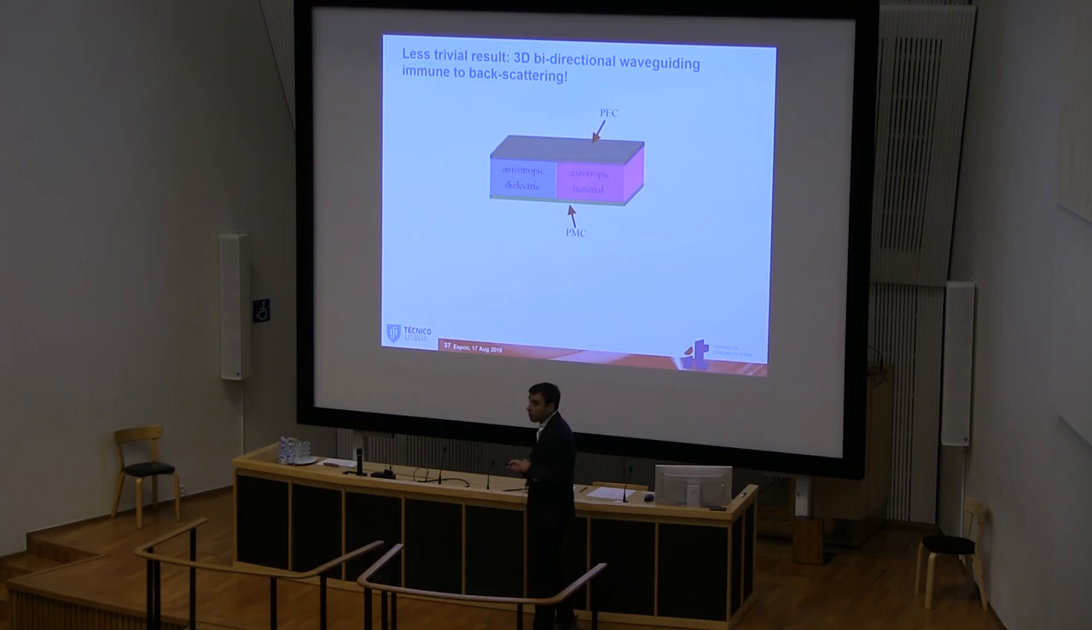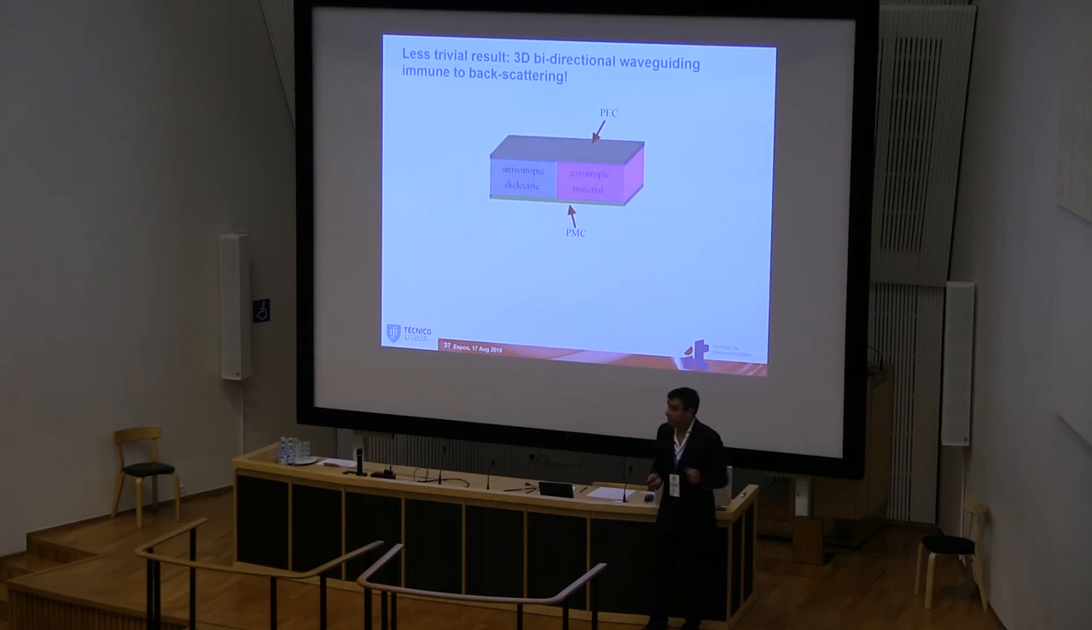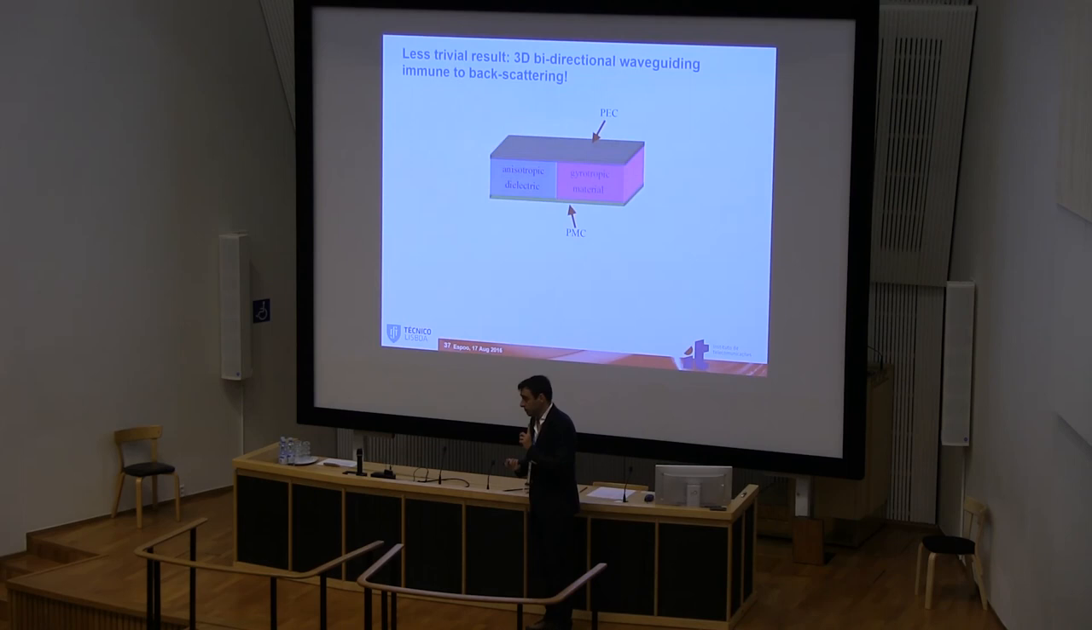I put PEC on the top and PMC on the bottom. And this way, because this is protected by some symmetries that I will not discuss here today, I can guarantee that the topological properties are not lost. And this is not trivial anymore. Actually, the polarization is not anymore S or P, it's all these hybrid modes, and moreover, you cannot even compute it analytically. You have to solve the problem numerically, so this is not trivial.